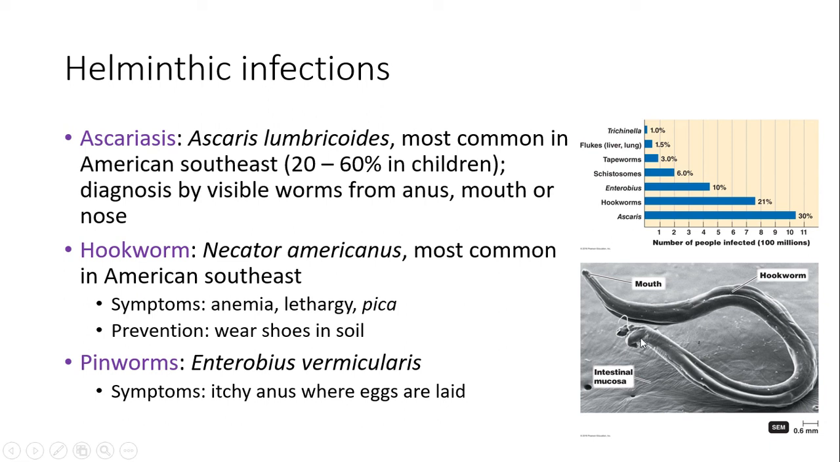A hookworm, this animal is called Necator americanus. It is, again, most common in the American Southeast, where I guess sort of a hotbed of parasites. So symptoms for this are going to include anemia, lethargy, and pica, which is a phenomenon where you want to eat things that are not food. So things like clay or hair, other weird things that are not food and not really appetizing in any way. The prevention for this is to wear shoes in soil.